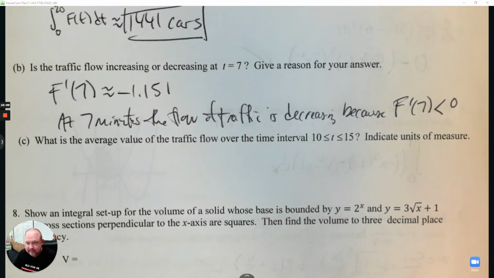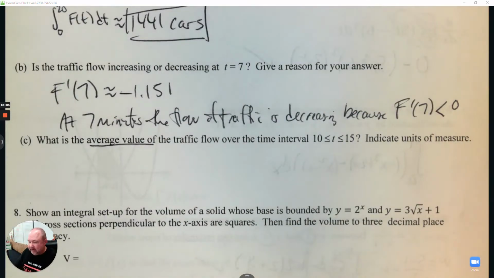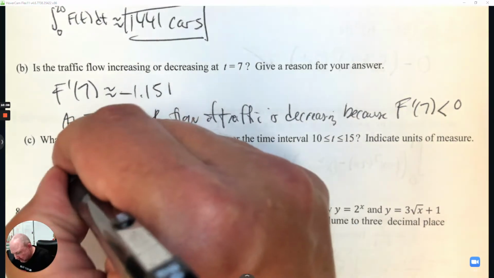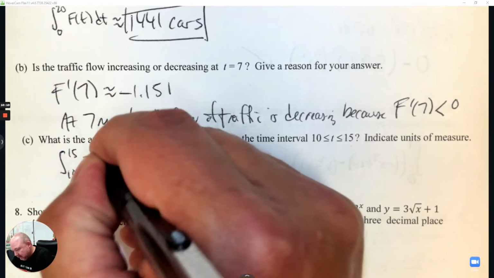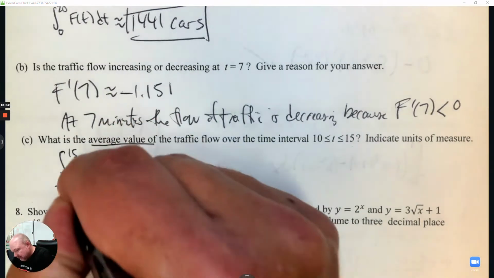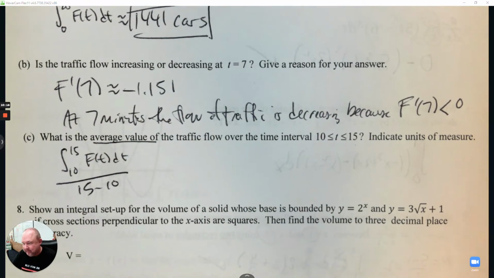Number 7, what is the average value of the function? Now, average value is an integration question. So we're going to integrate from 10 to 15. And we integrate that function. And then we divide by the difference of the bounds. All right. So now we just have to type it in.